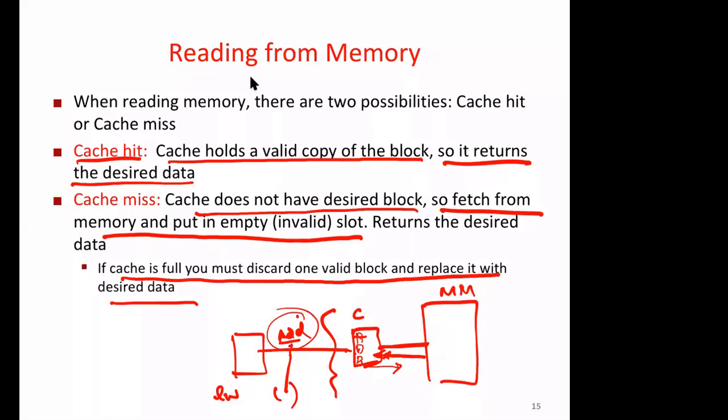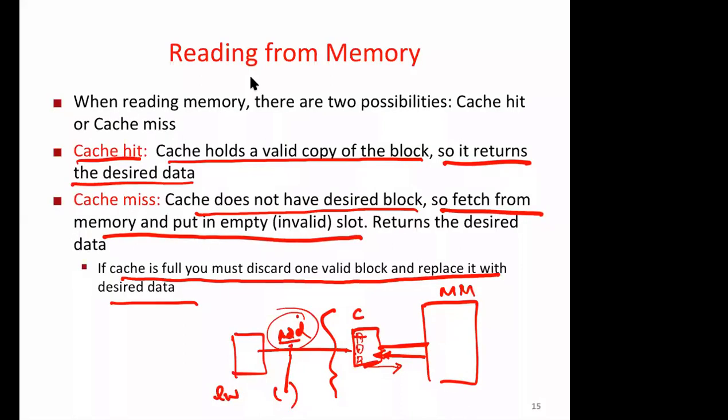So reading is very simple. Most of the time there will be a hit. It means that the data corresponding to the address is available in the cache. Just supply the data to the data path. That's it. If it is not available, bring it from main memory, replace a block, and then supply whatever the data path asked for. Simple.